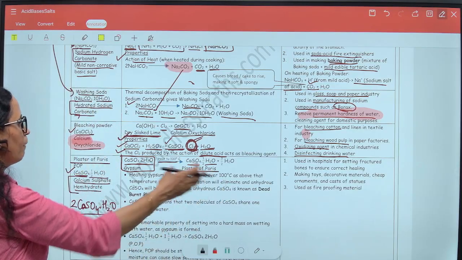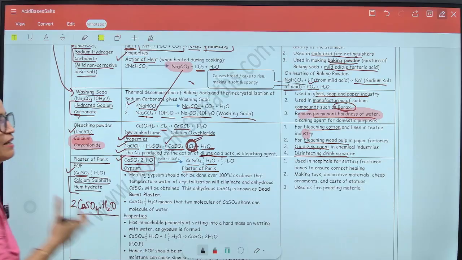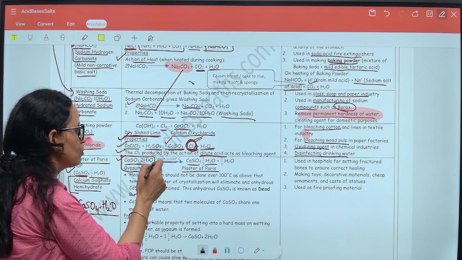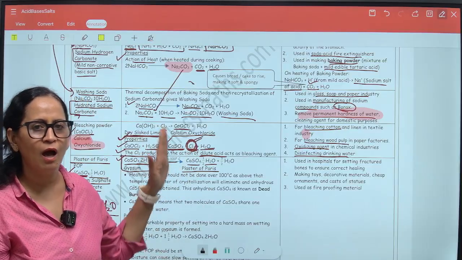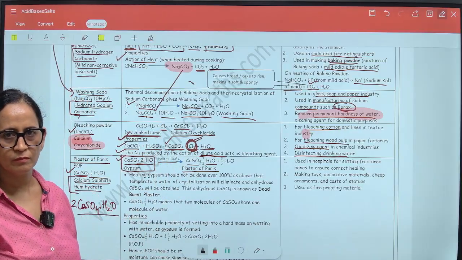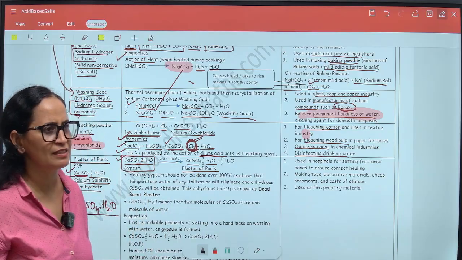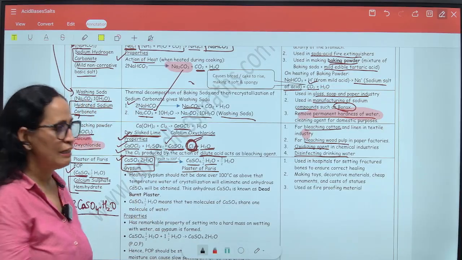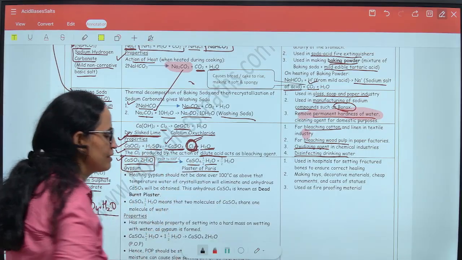So how do you form plaster of Paris? By heating gypsum. Please remember, gypsum is CaSO4.2H2O. Plaster of Paris is CaSO4.half H2O. If the question says what is the difference in the water of crystallization of gypsum and plaster of Paris, definitely you will explain that gypsum has 2 H2O and plaster of Paris has half.